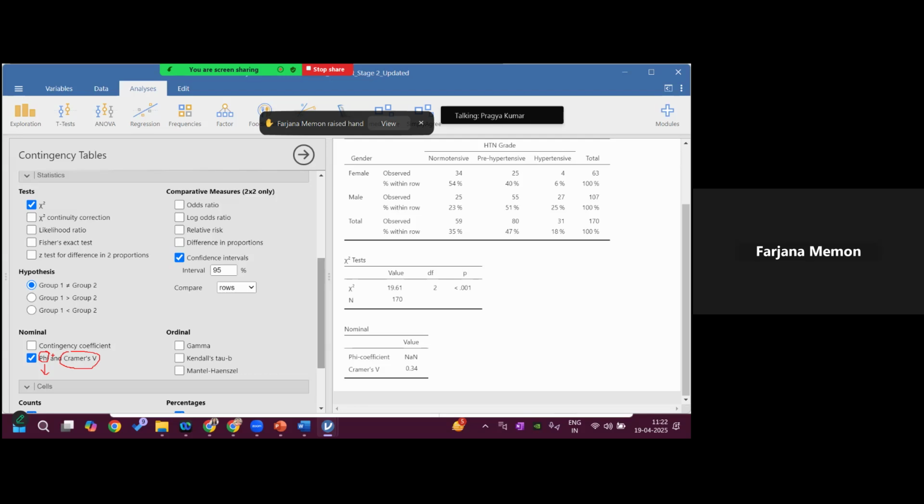My second question is about Cramér's V. Are Cramér's V and Cohen's d the same thing, or are they different?